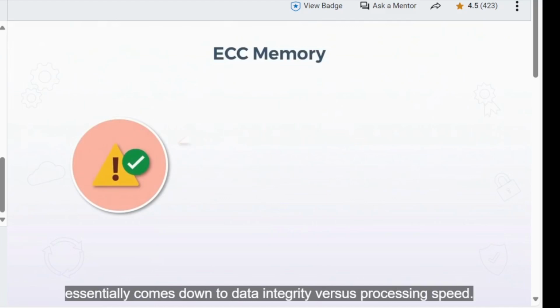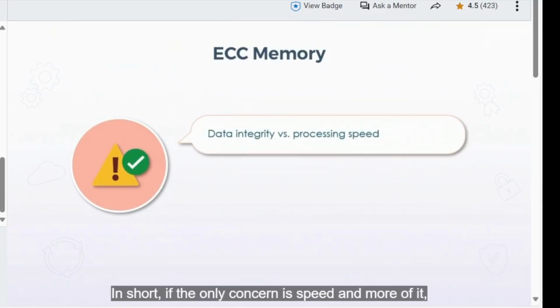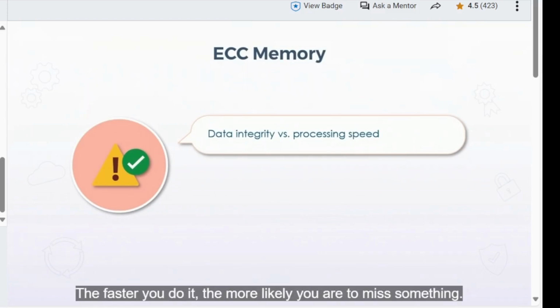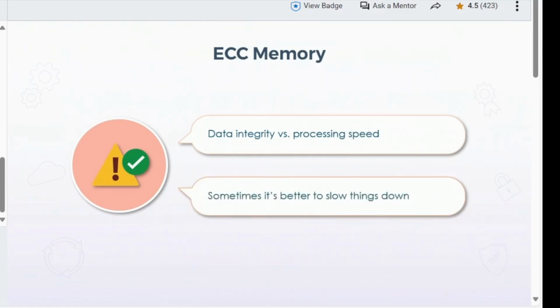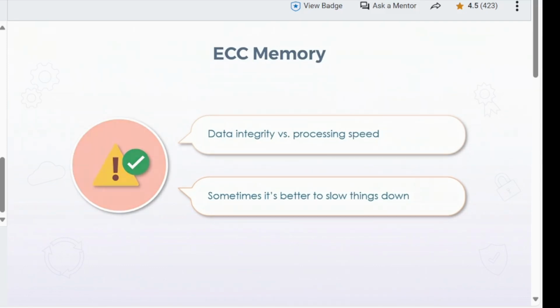On that note, the use of ECC memory essentially comes down to data integrity versus processing speed. In short, if the only concern is speed and more of it, there can be more errors that might go unnoticed. Think about any job. The faster you do it, the more likely you are to miss something. But if you slow down, while the job might take longer, you'll likely end up with a better result. So in some applications, accuracy and integrity are more important than speed.